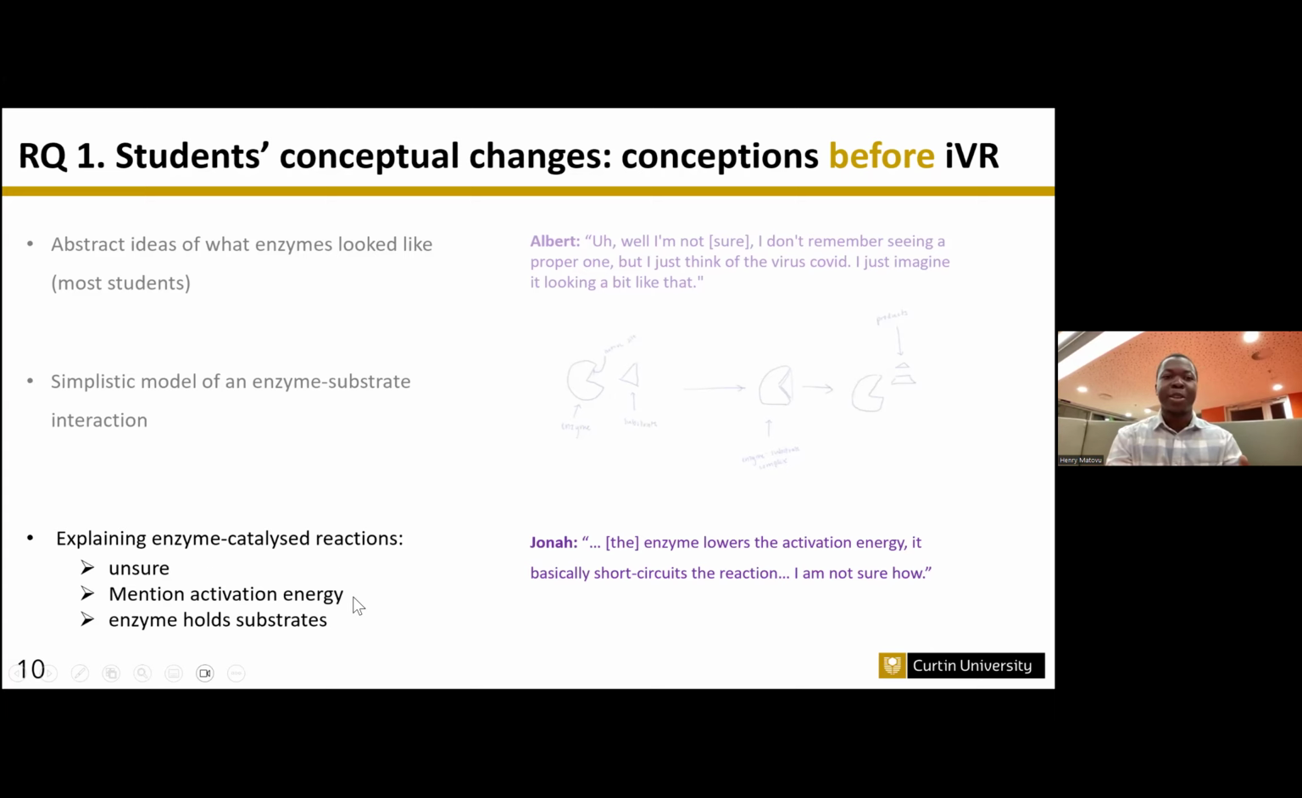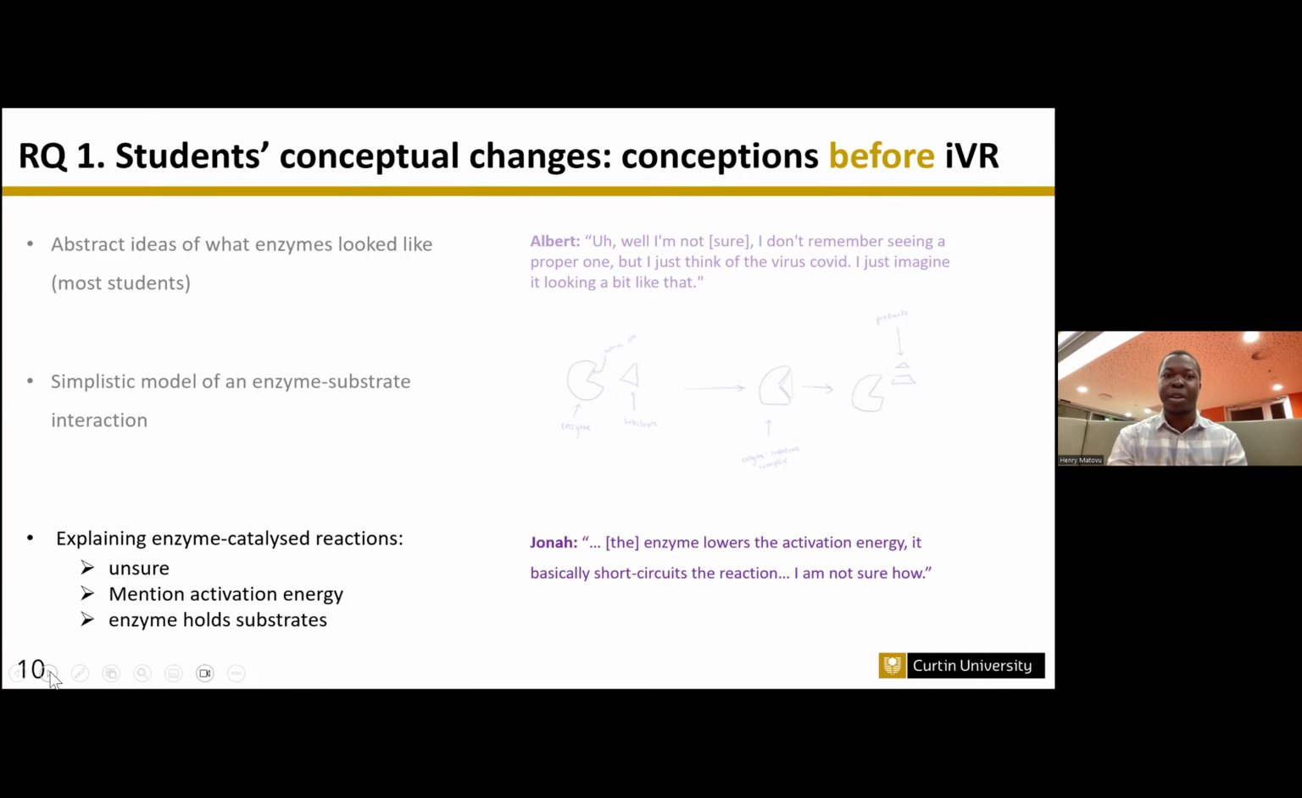Others would explain using activation energy. They would say the enzyme provides an alternative pathway with a low activation energy. But when we asked why, what is it about the enzyme that gives this reaction a low activation energy, they were not sure. Jonah says, it basically short circuits the reaction, but I'm not sure how. Others would imagine the enzyme holding the substrate for the substrate molecule to wait for other molecules to react with it, but they would not explain whether it is electron density or what exactly was happening. So they simply had hypotheses of what was going on.